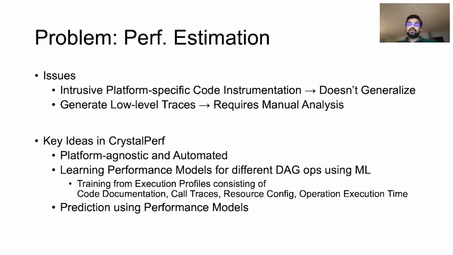These require intrusive code instrumentation to generate informative low-level traces. This does not generalize to different platforms and requires manual analysis of traces. To overcome this, CrystalPerf is platform agnostic and automated. To do so, CrystalPerf learns performance characterization models by using machine learning. It uses code traces, code documentation, and past execution profiles as a dataset for this learning task.